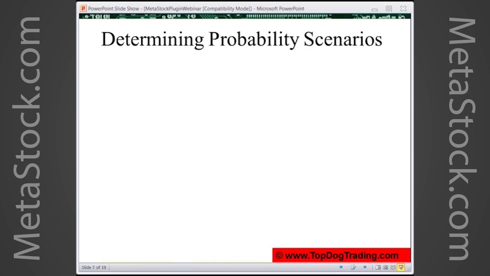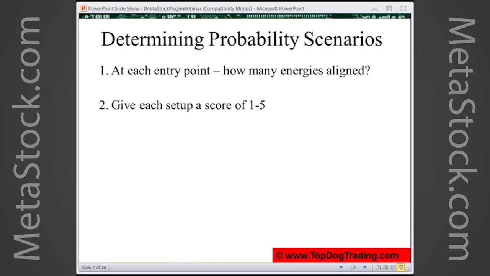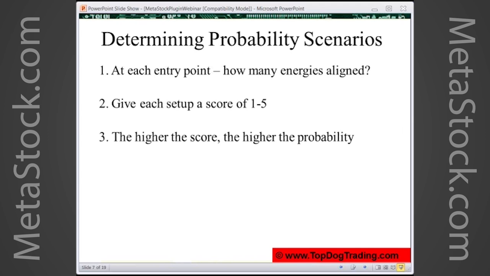But the whole purpose of this 5-energy methodology, and really of all trading, is to determine a probability scenario that favors you. So how do we do that? Well, we do that very simply. At each potential entry point, when we're considering getting in, before we actually take the trade, I ask myself one simple question. How many of those 5 energies are aligned, all saying buy or all saying sell? Based on that, I give each setup a score of 1 to 5. The higher the score, of course, the higher I consider the probability of success.